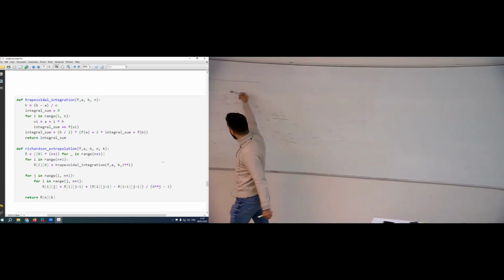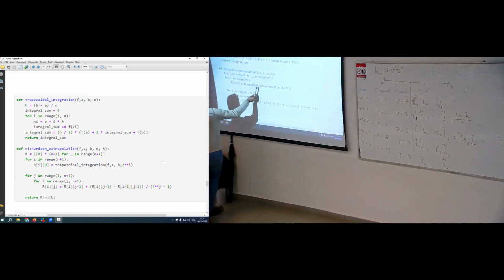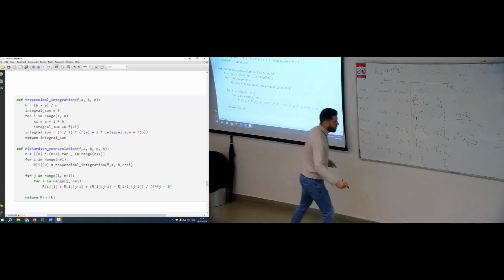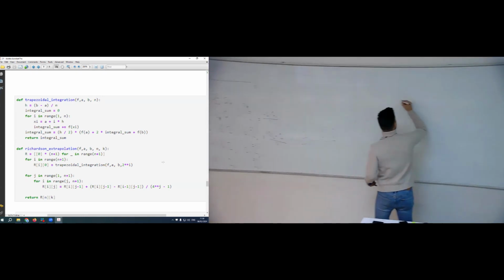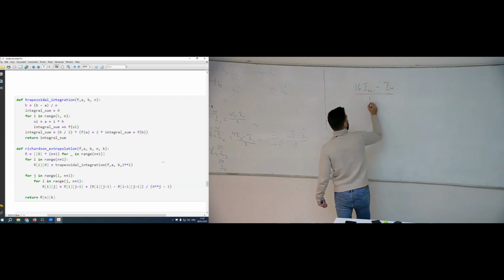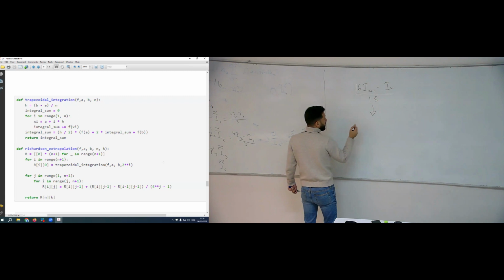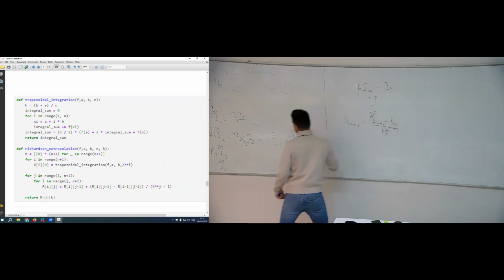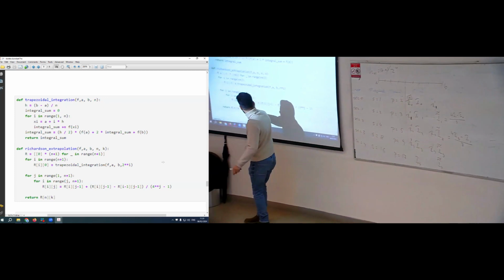And of course, I defined the first column to be the trapezoidal integration defined before. And after that, recursively, I find each column from the one before. And I can write this as (16 R_{n+1} minus R_n) over 15. I can write it as R_{n+1} plus (R_{n+1} minus R_n) over 15. So that's the way I wrote it here. Okay.